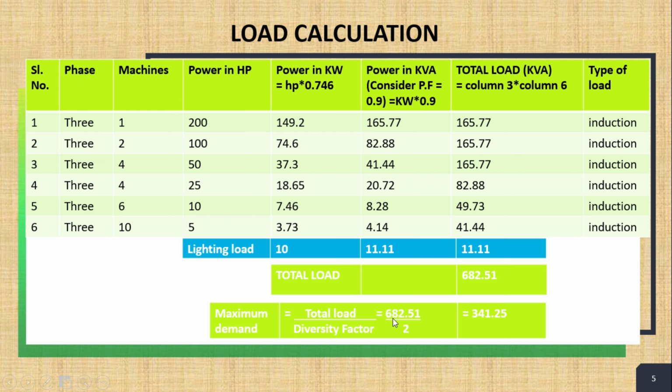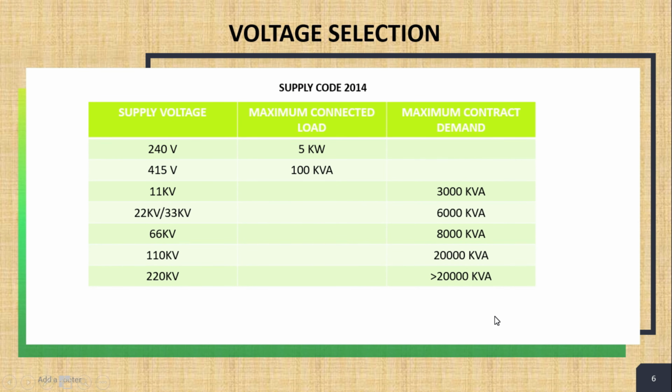As I said before, here we consider the diversity factor as 2. So the maximum demand will be 50% of the total connected load. That is, here the maximum demand is 682.51 kVA divided by 2. That is 341.25 kVA. Now we have the total connected load and maximum demand. Now let us see how we can select voltage based on this.